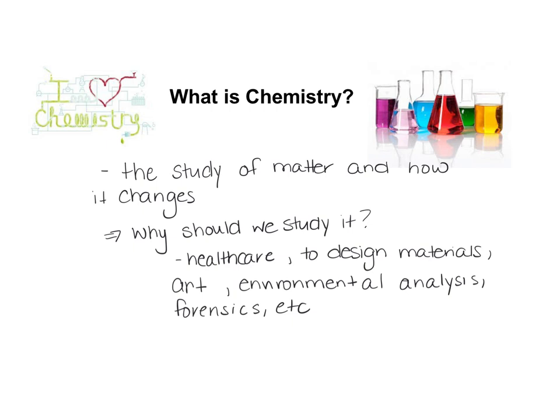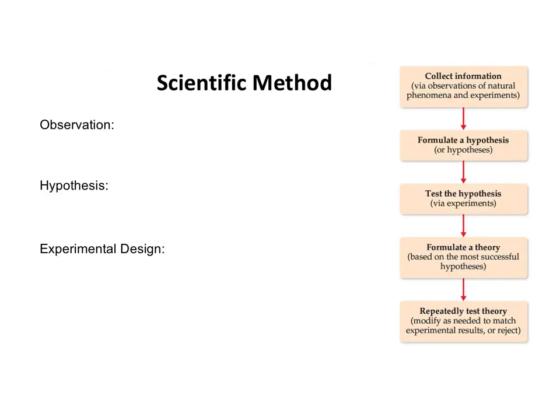So chemists and all scientists really use the scientific method, and that's where we're going to start with our introduction to chemistry. When we think about the scientific method, I really like this flow chart. What we do is we collect information by making observations and doing experiments. We formulate a hypothesis. We test the hypothesis with experiments, and then we formulate a theory based on the most successful hypotheses, and then we repeatedly test that theory.